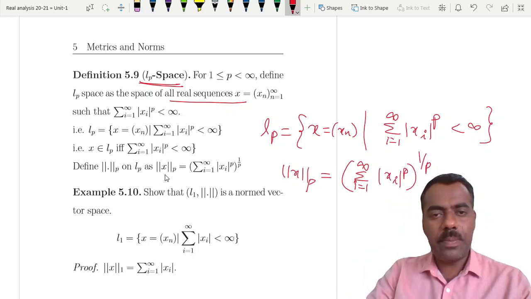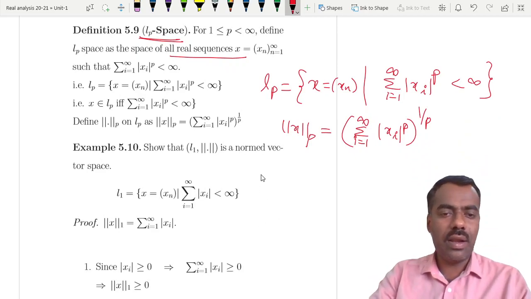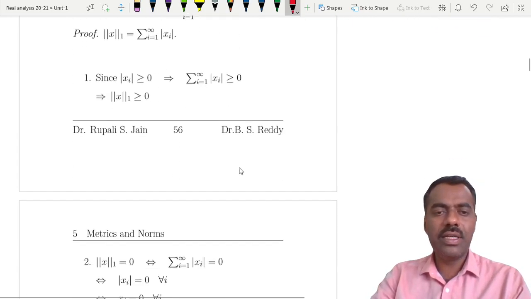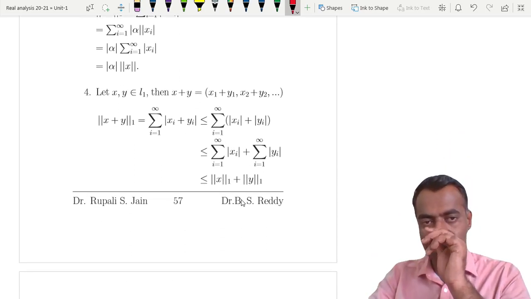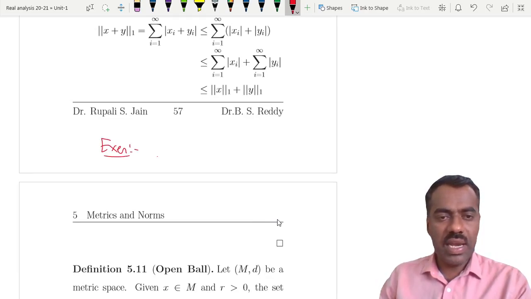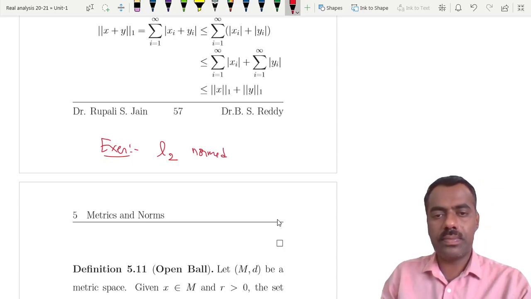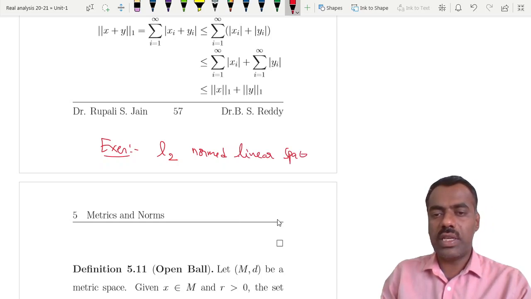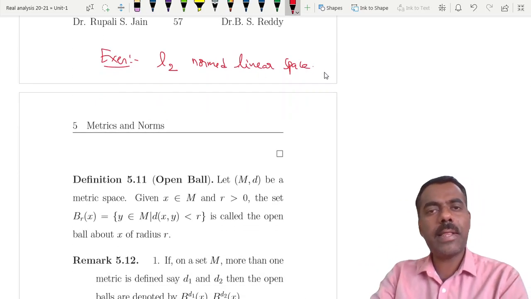For example, for p equal to 1 and p equal to 2, you can check that they are all norms. Here we have given just for p equal to 1 why this is a norm, and this proof is very obvious, so I just skip that, you can go through it. But at least try to prove that L2 is a normed linear space. That means the norm we defined is actually a norm on L2. That is what you try. If you are not getting it, I'll explain.